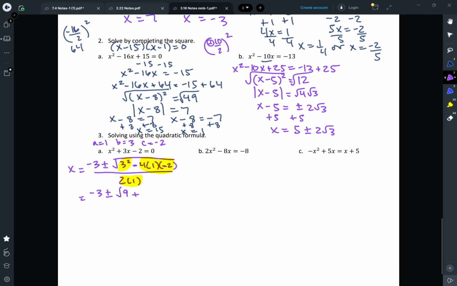This is interesting. I'm looking at my answer key that someone made for me, and it is not right, but that's okay. Over 2, which is going to be negative 3 plus or minus the square root of 17 all over 2. So that looks great. On the next one, I would want to add 8 on both sides.